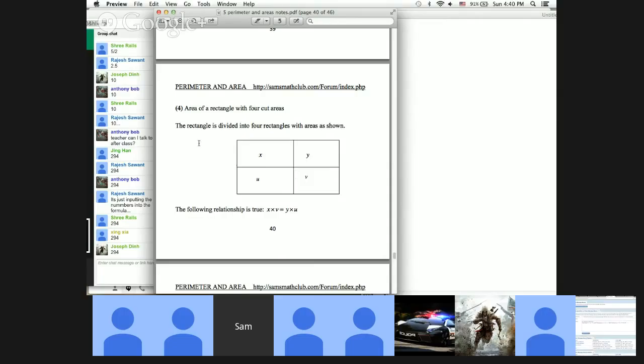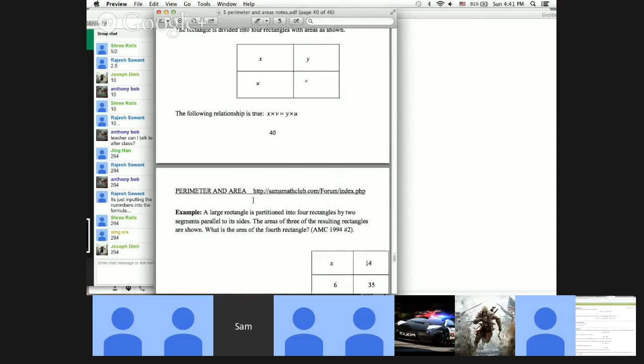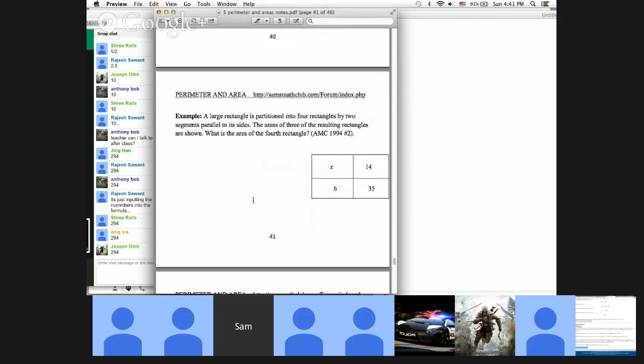So basically, if the rectangle is divided into four smaller rectangles, the following relationship is true. The crosses multiplied, so x and v, is equal to the other crosses multiplied. So x times v equals u times y. It's nice and easy to memorize, so you should memorize it. Just x times v crosswise is equal to the other cross, y times u. So this times this is equal to this times this. Nice and easy.